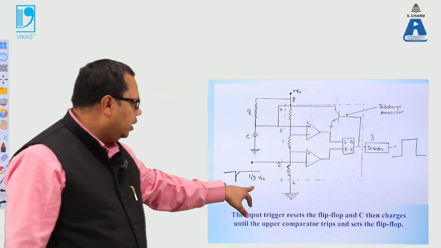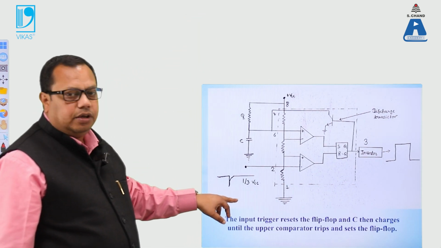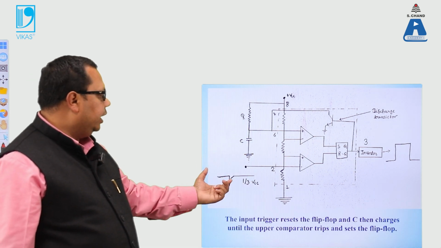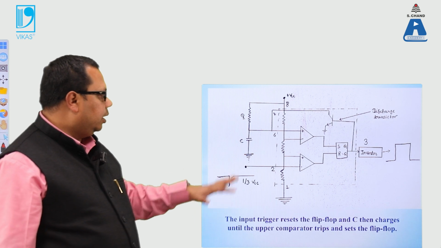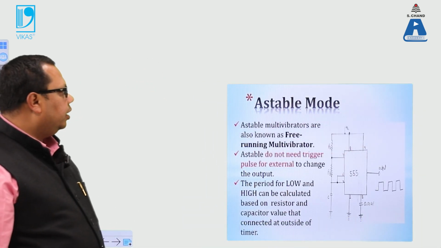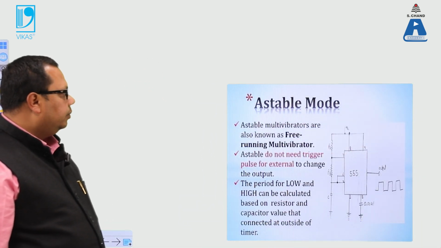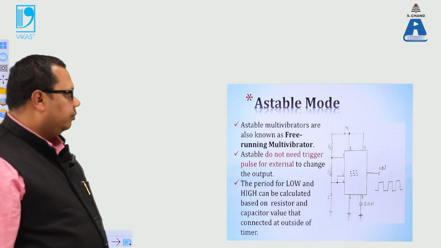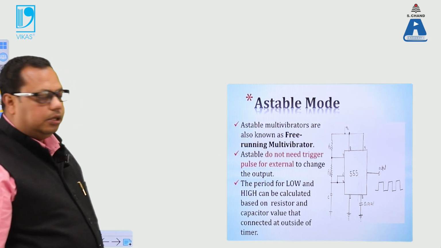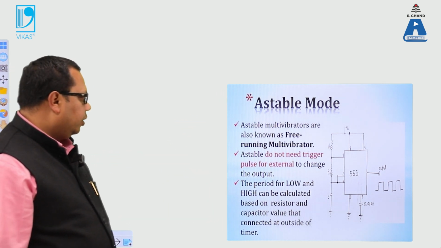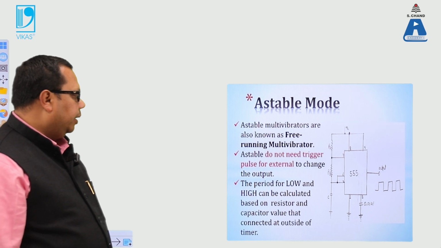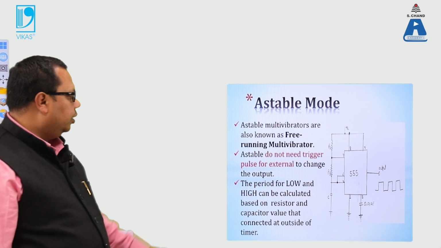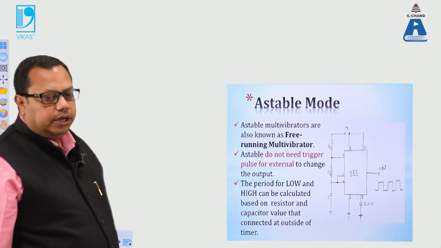So here we can see the 1/3 of VCC: when the voltage is 1/3 of VCC, then it can be used. So this is the particular circuit. Multivibrators are used for the astable mode. Astable mode is basically used for free running multivibrators. They do not require any trigger, and the low and high time periods depend upon the value of the resistor and the value of the capacitor, so the value will be very high or very low for this purpose.